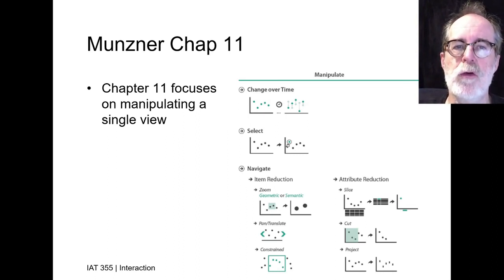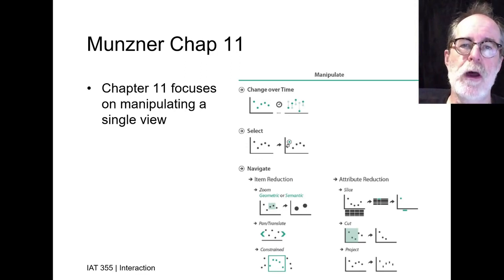Next is a category of three things, navigate. We'll talk about that in the third segment of today's lecture chunk. And then another category of activities called attribute reduction. Each of these is something that you could do where you essentially have a single view of the data, and then you want to control what you're viewing in that single view. So that's the way that Munzner breaks it up. Chapter 11 is about single view. Chapter 12 is about multiple views, multiple visualizations working together somehow.